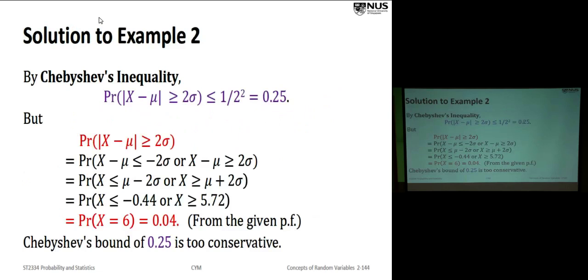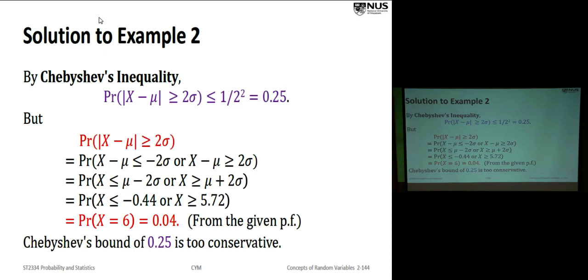But in this situation, we can compute our probabilities because we know the probability mass function. So the probability that the absolute difference x minus mu is at least 2 sigma is the probability that x minus mu is at most minus 2 sigma, or x minus mu is at least 2 sigma. Then I add mu to both sides, so that's the probability that x is at most mu minus 2 sigma, or x is at least mu plus 2 sigma.